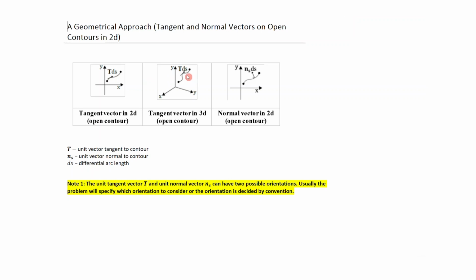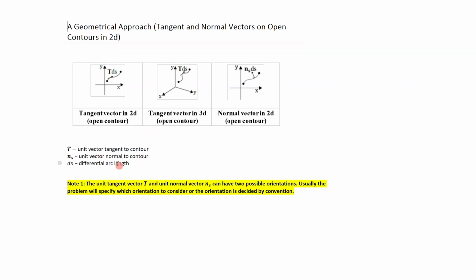In this case, it's essentially the same as the 2D case. The only difference now is that the unit tangent vector has a z component, whereas here it only had an xy component. In the case of the normal to a contour, the normal could be pointing to the left, or could be pointing upwards or pointing downwards. So this is a normal to this contour, ds again being a differential arc length.